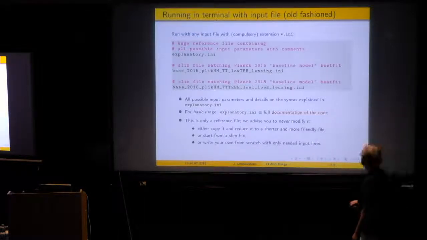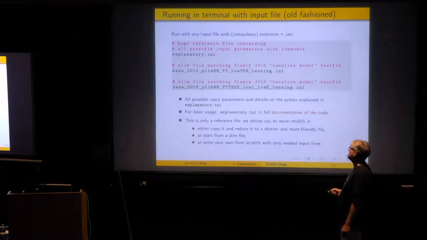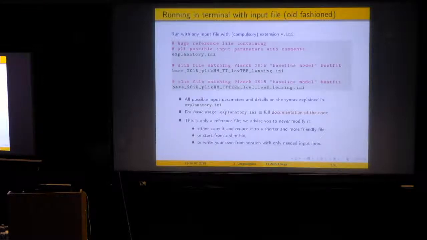And we provide the public class with several .ini files, and the first one is very special. It's huge. I don't know how many lines it has. Maybe you can count. I'm sure it's several hundreds, maybe 1,000. I don't know. You can tell me. Why is it so big? It's so big because it contains all the functionalities of class. So when we add a new parameter, a rule is that we must add it and describe it in explanatory.ini.